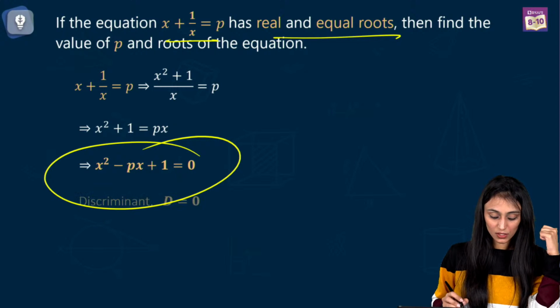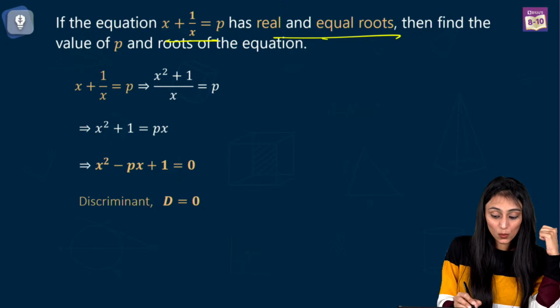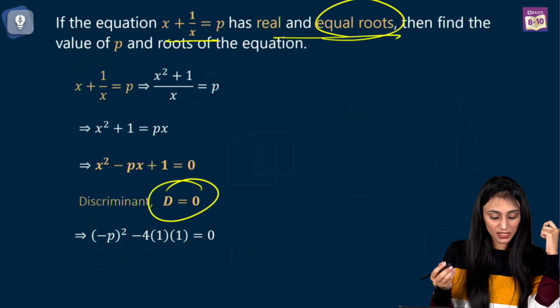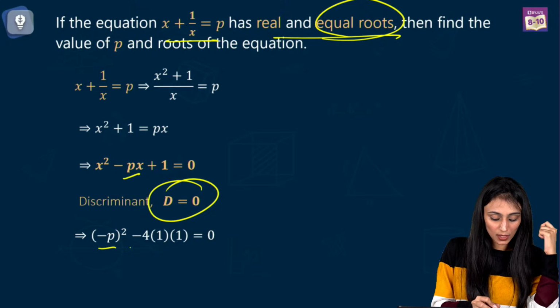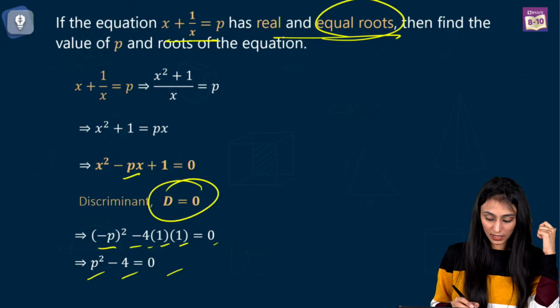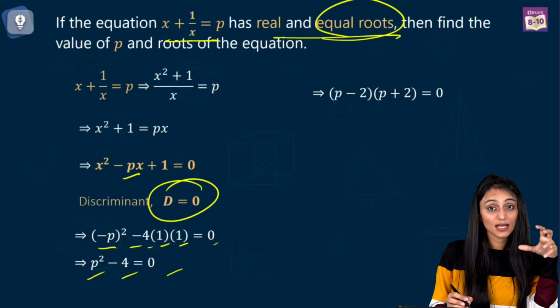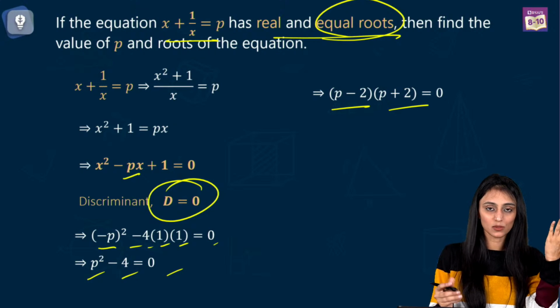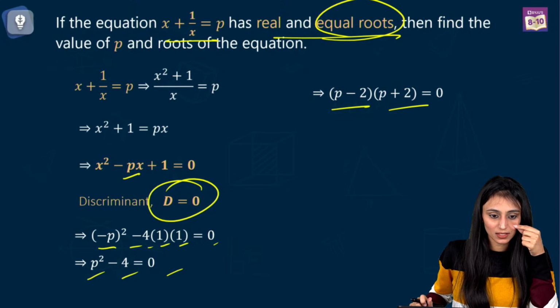Alright. So discriminant, question is saying equal roots. When roots are equal, discriminant is 0, right? Which is b square minus 4ac. b is minus p, so p square minus 4 times 1 equal to 0. What do I get? I get p square minus 4 equal to 0, right? So this can be written as p minus 2, p plus 2 because it is resembling a square minus b square, that is a plus b, a minus b.